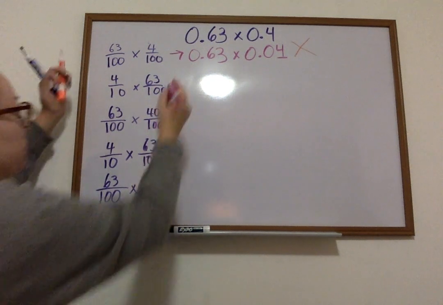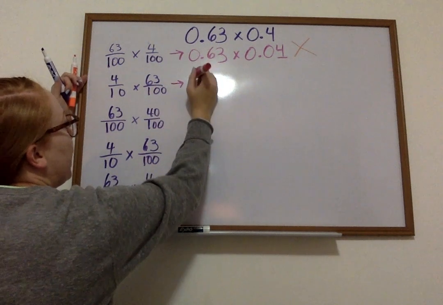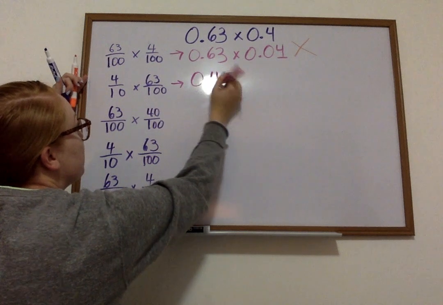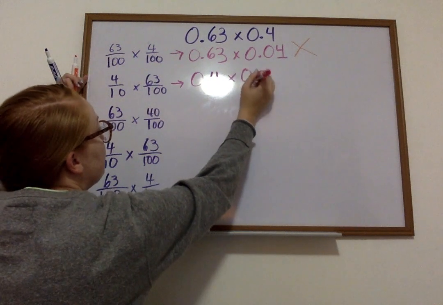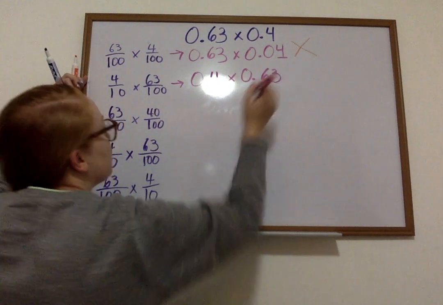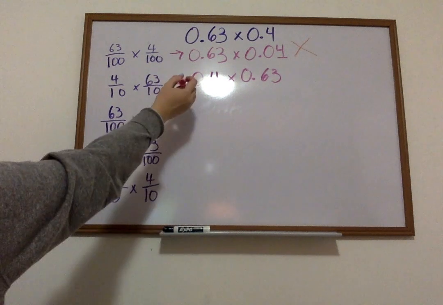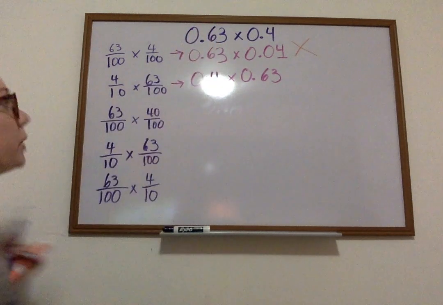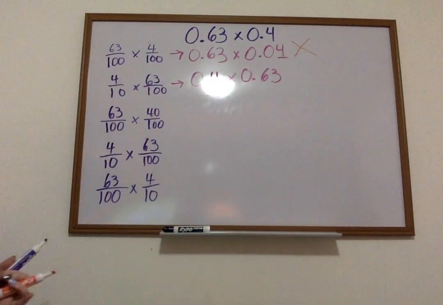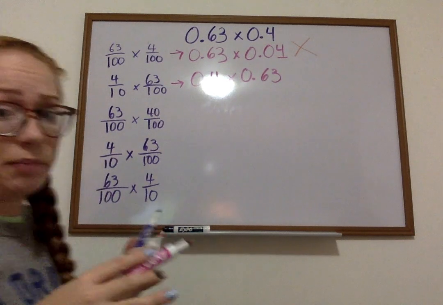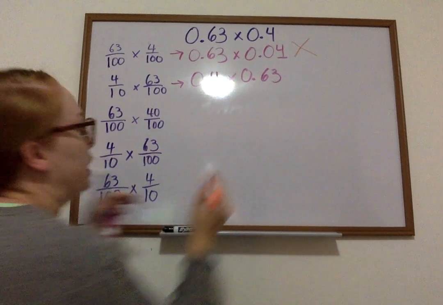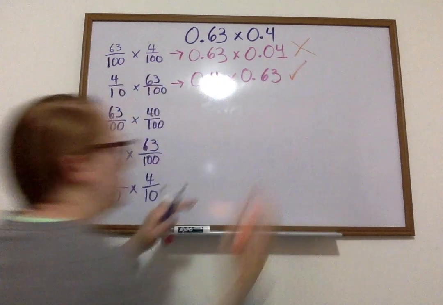All right, next one. On the next one, I have 4 tenths times 63 hundredths. Is this equation similar to this purple one up here? Yes, it is. It's the exact same thing, just written backwards. So this one would count. This one is equal to.